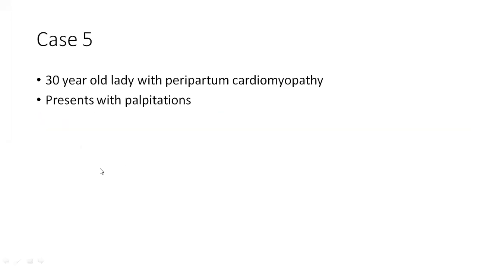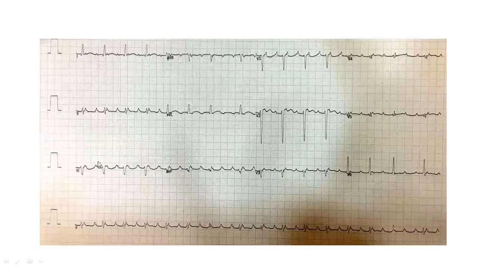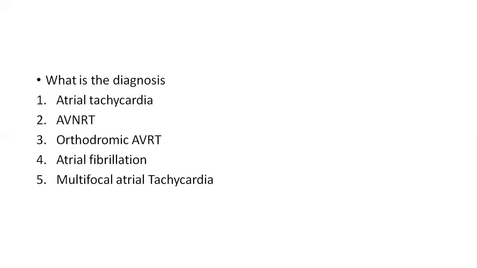Thirty-year-old lady, peripartum cardiomyopathy, presents with palpitations, right? So what is happening? Narrow complex, regular tachycardia. Do you see P waves? Do you see more P waves than QRS? So what is it? Atrial tachycardia. So this is an atrial tachycardia, AVNRT, orthodromic AVRT, atrial fibrillation और MAT. इन पांच में से क्या है?